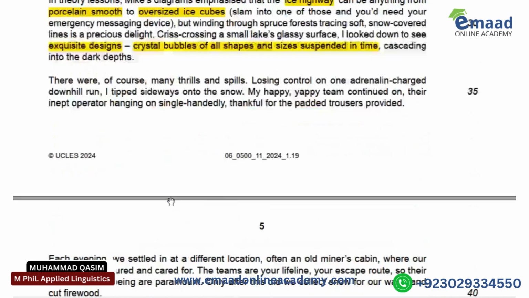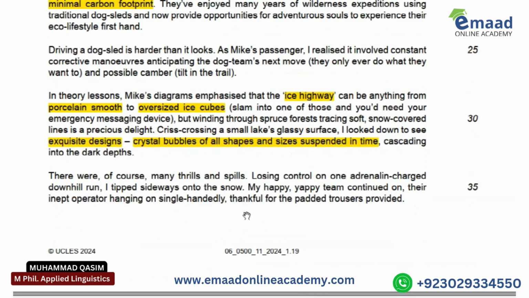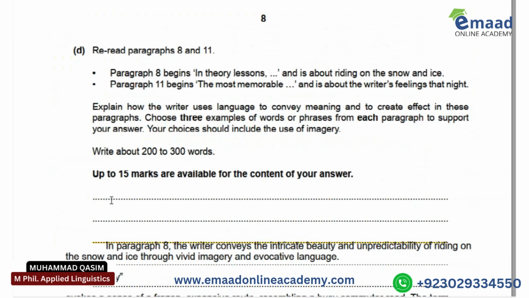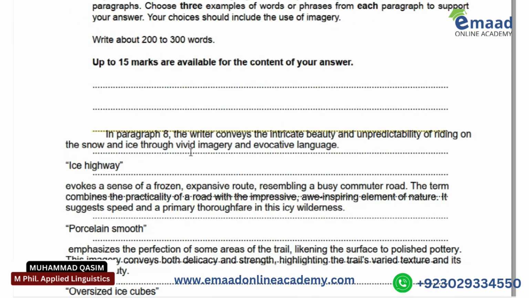this paragraph 11 and also in this paragraph 8. Let's now pick up some phrases and explain them. So, in paragraph 8, the writer conveys the intricate beauty and unpredictability of riding on the snow and ice through vivid imagery and evocative language. The first example that we have chosen is Ice Highway.